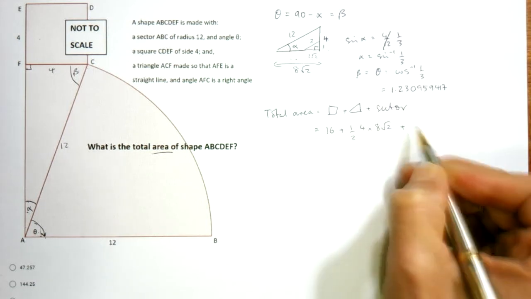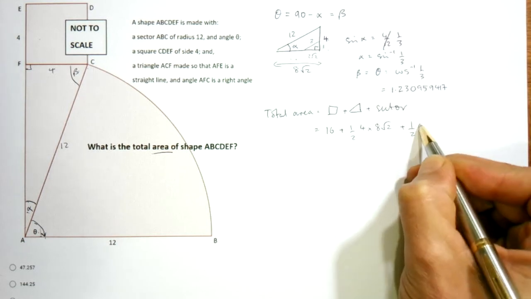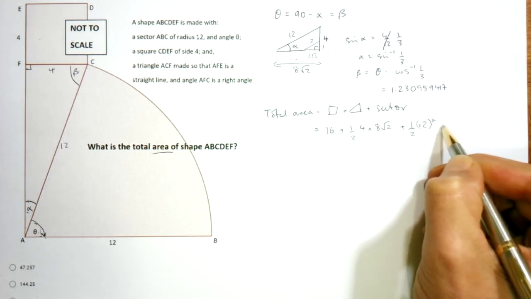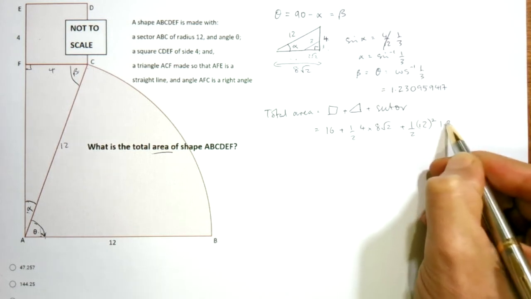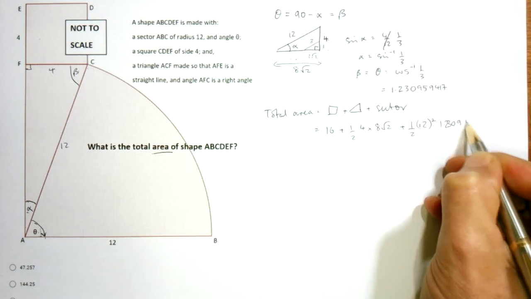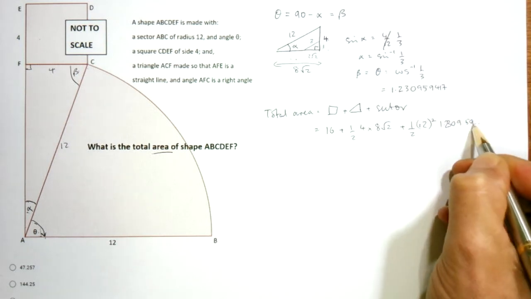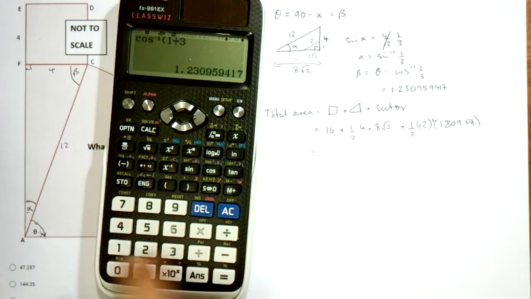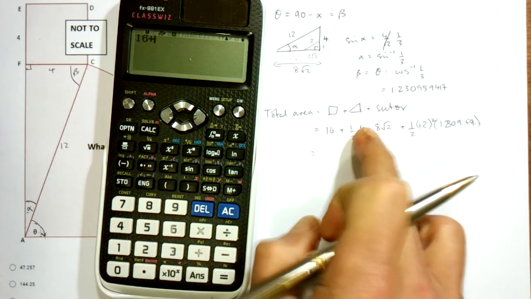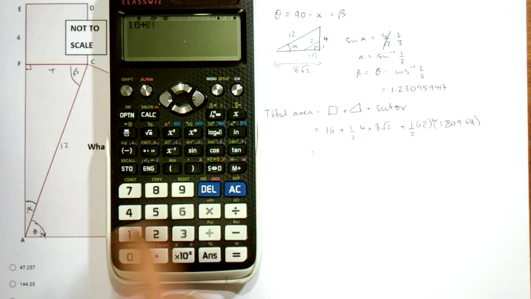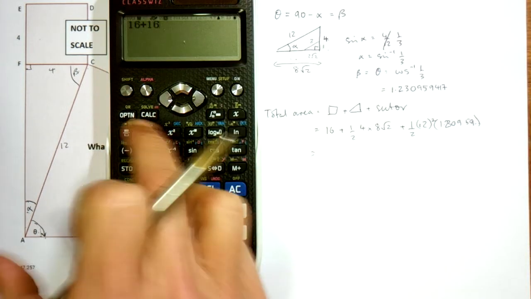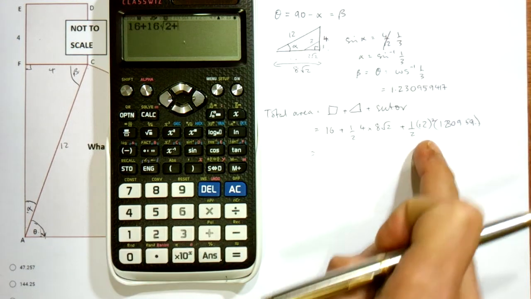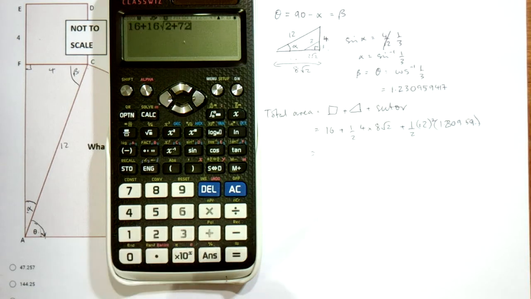And then plus the sector, which is half r squared, which is 12, theta, which is 1.230959, and that's equal to 16 plus a half times 4 times 8 is 16 root 2's plus a half of 12 squared, which is 72.